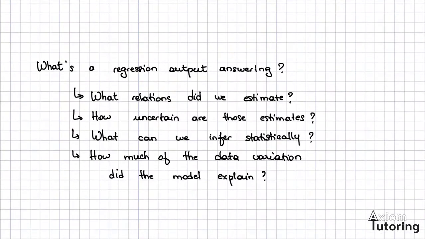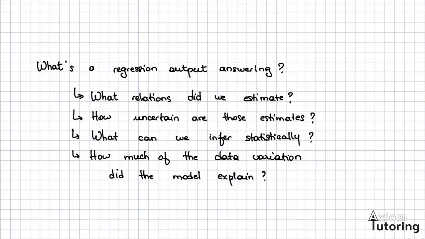What the regression output answers will fall into one of these four categories. What relationships did we estimate? How uncertain are those estimates? What can we infer statistically? And how much of the data variation did the model explain? So expect that every number that you will see in your regression output, regardless of whether this is in Stata, R, Python, and so on, will belong mostly to one of these four categories.